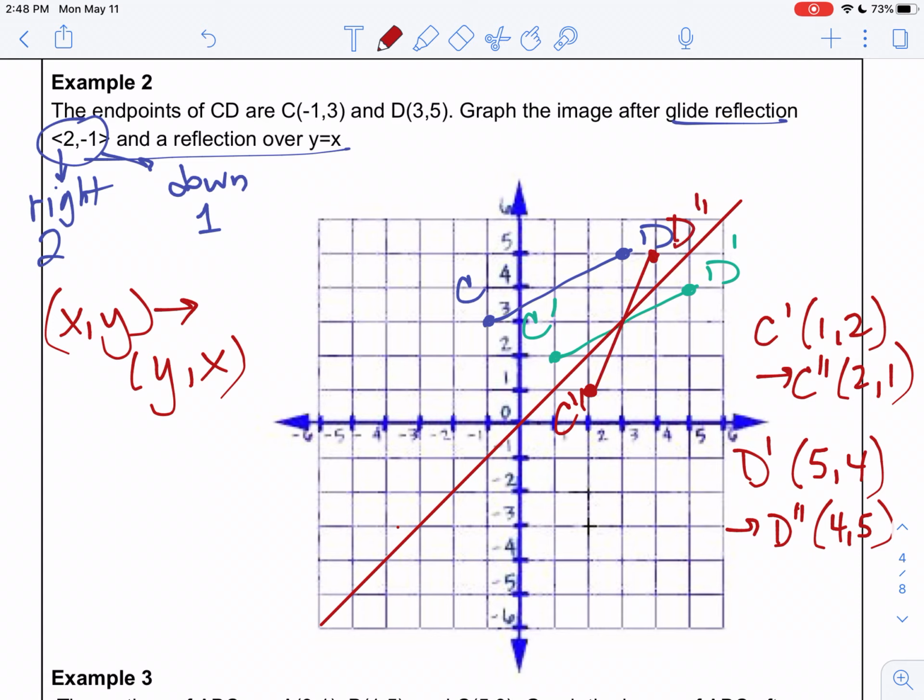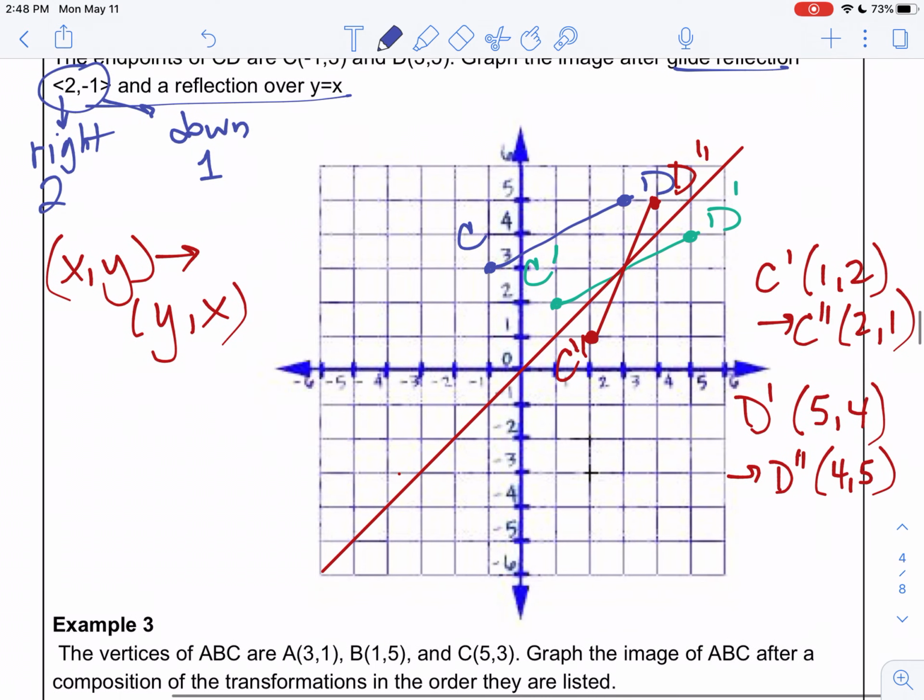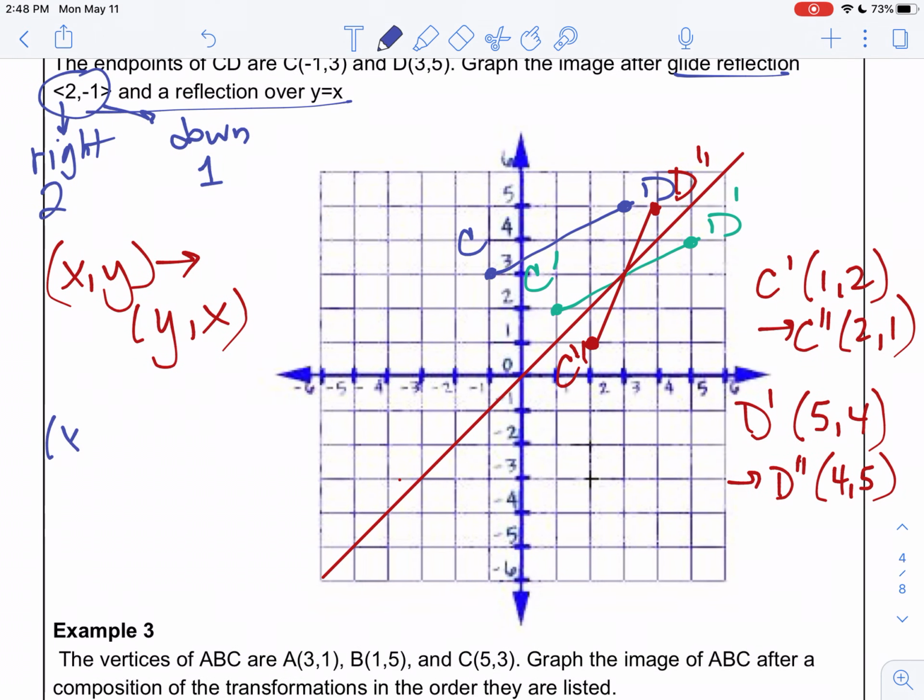So C prime, D prime is hanging out here. All right, if we wanted to write one single rule, we would start with xy gets mapped to. Since the glide was listed first, right 2 down 1, I would add 2 to my x and subtract 1 from my y.